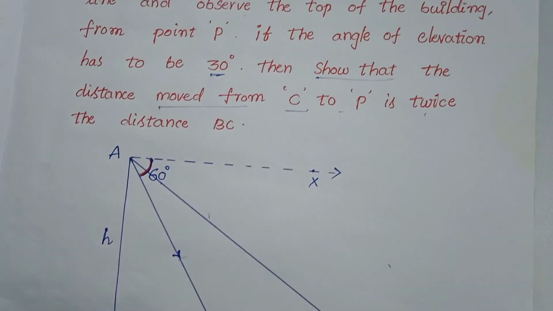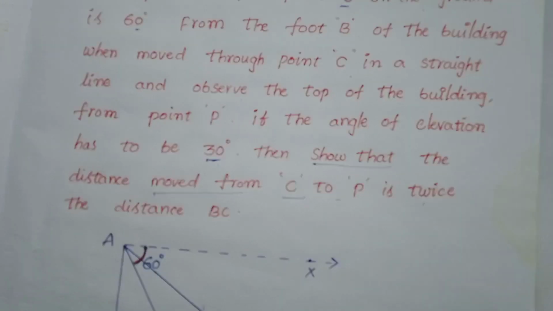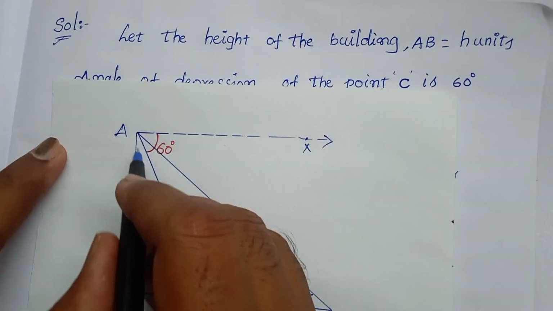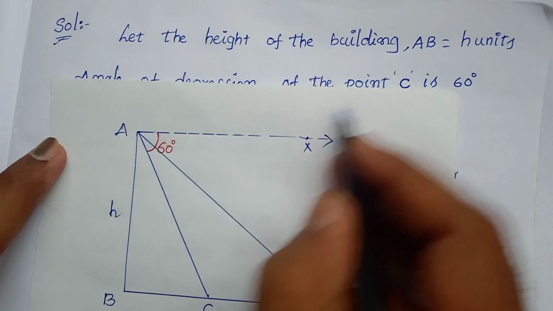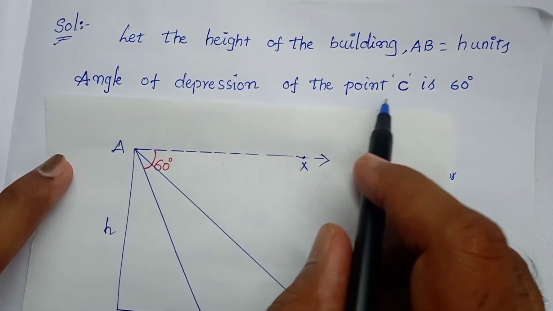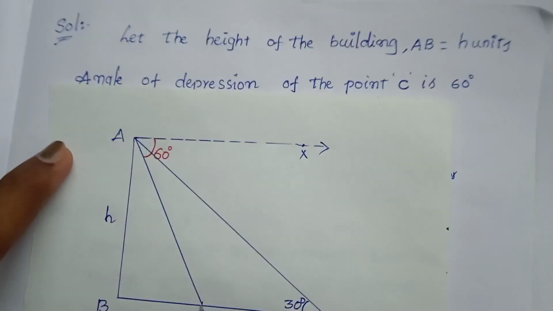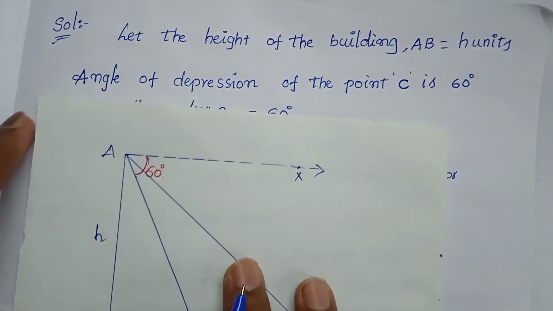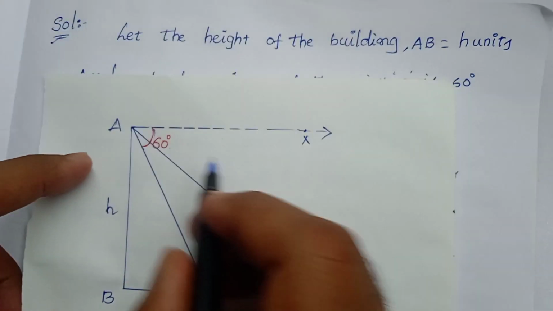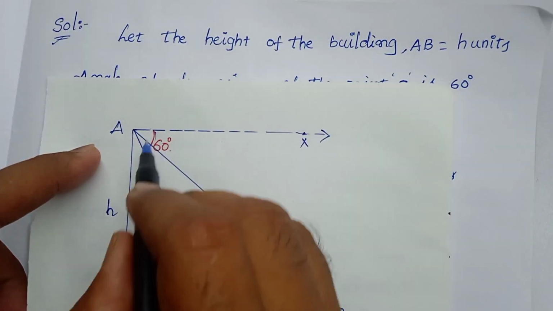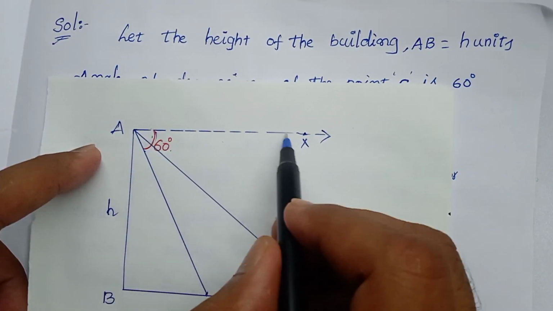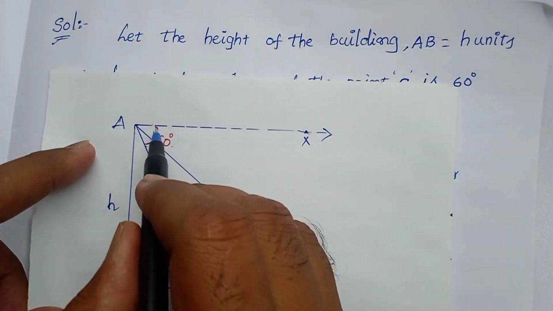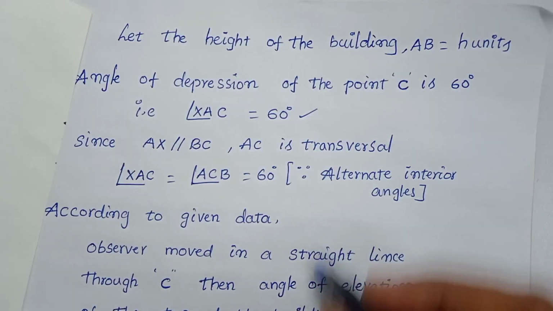Let's see the solution of this question. See the solution. Let the height of the building be h units, and the angle of depression of the point C is how much? The angle of depression given is 60 degrees. So then we can write this as, let this be point X, then the angle of depression, angle XAC, is 60 degrees.